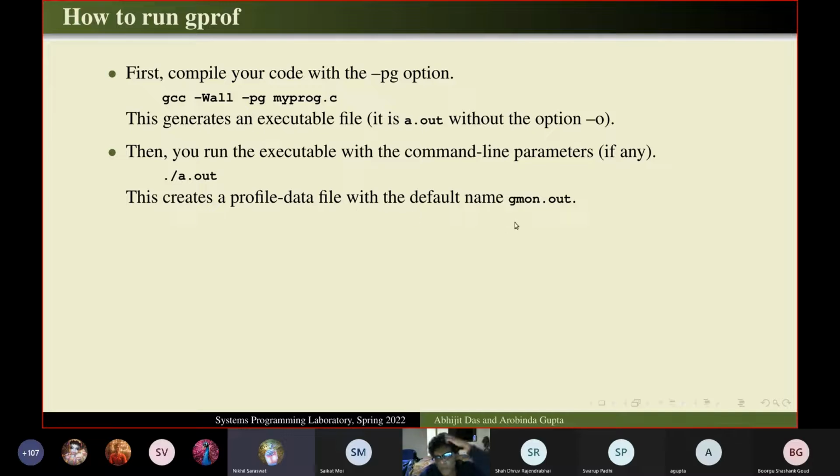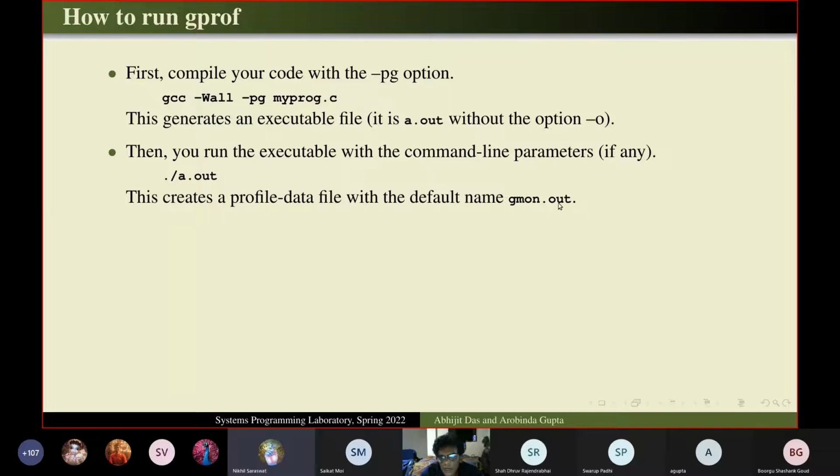The default data file generated by the profiler is this. As of now, you do not see any profiling information. But once you compile and run, this file is created. And this stores all the information about the relative performance, or I would say about the flat profile and the call graph.